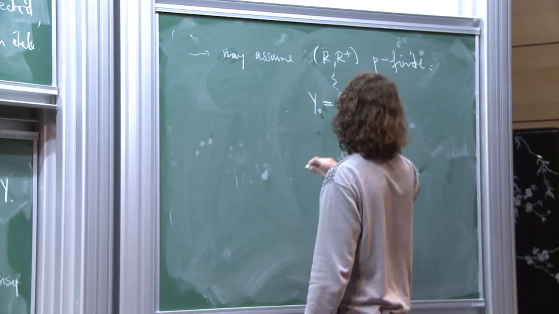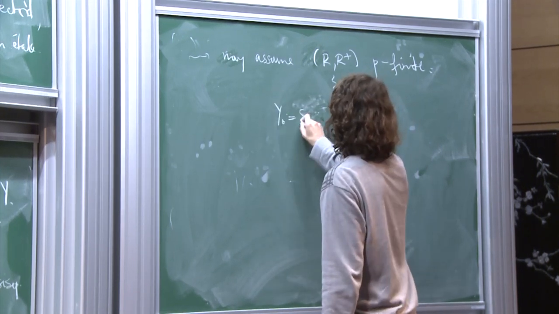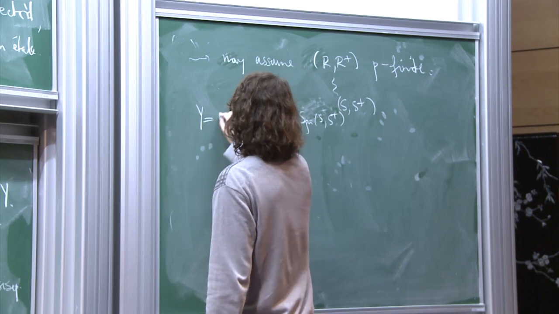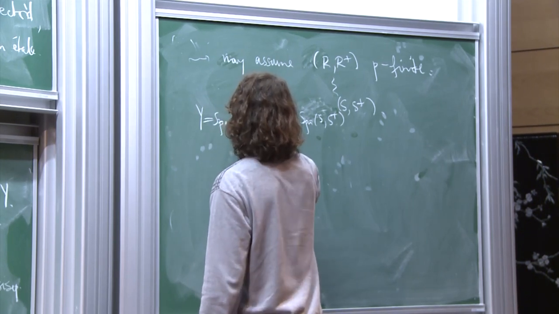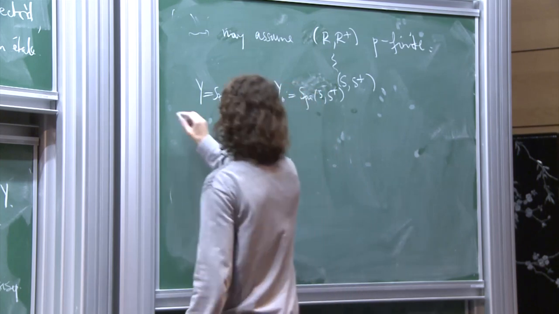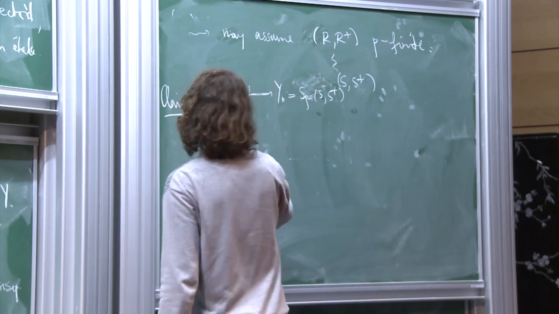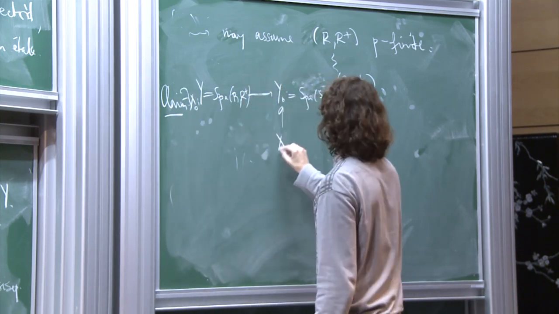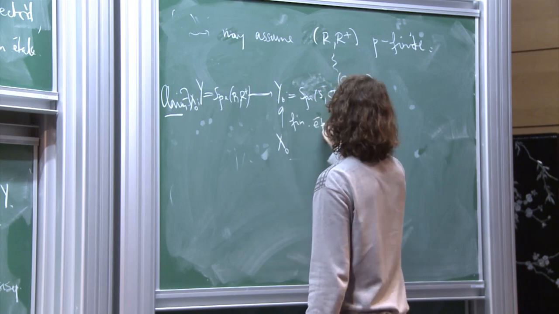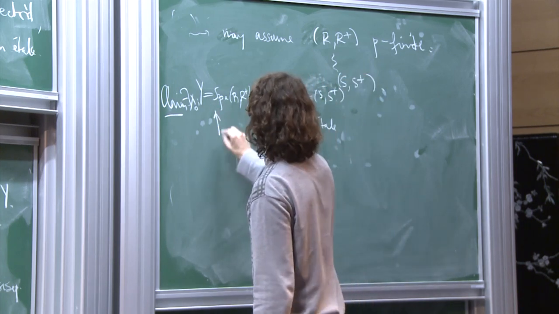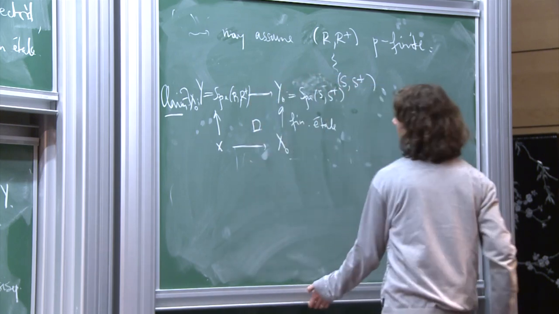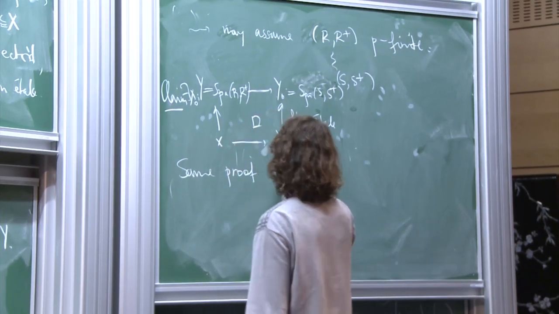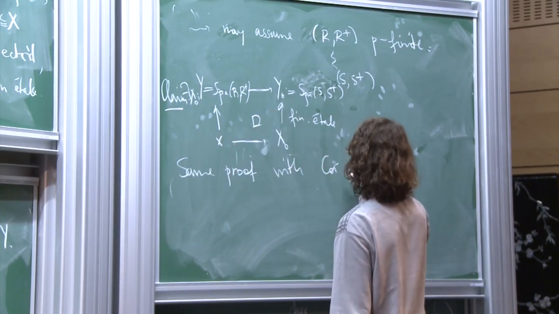And then let's call this Y_0. So Y_0 is the, so if we have R_Y, which is a Spa of R^+. And now we claim that there exists some X_0, which is finite étale, such that we have this fiber product. And the proof is the same, using now part two of the corollary.